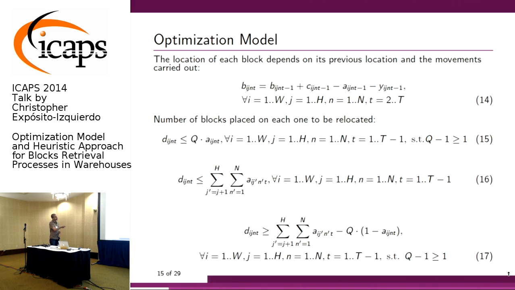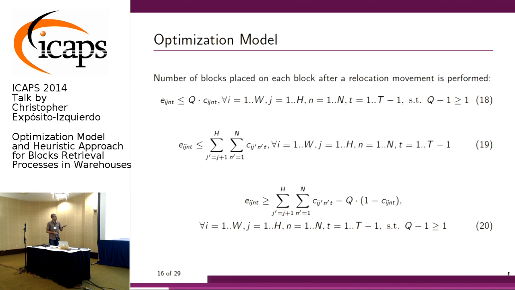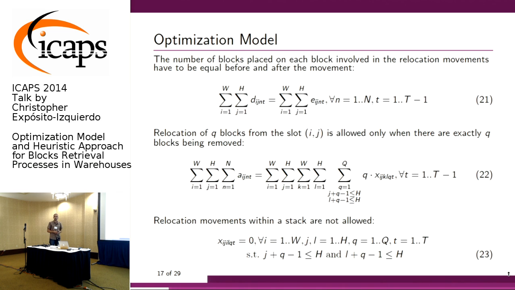We have to identify the number of blocks placed on each block to be relocated, and later we have to identify the number of blocks placed on each block after a relocation movement, in such a way that before and after a relocation movement, the number of blocks has to be equal in both cases, because we have to guarantee the last-in strategy used in the stacking strategy. Finally, the relocation of Q blocks from a given slot is allowed only when there are exactly Q blocks being removed. And finally, relocation movements into the same stack are not allowed.